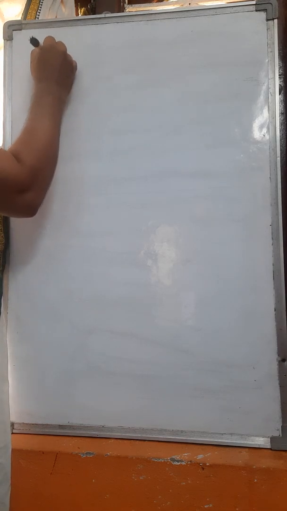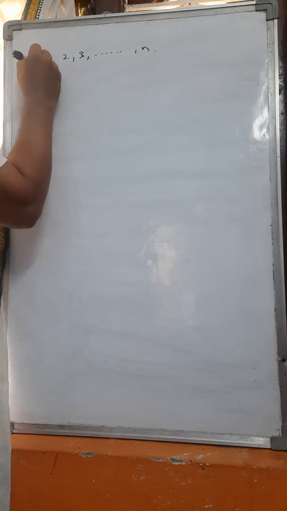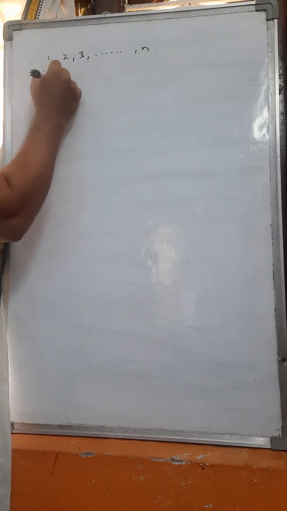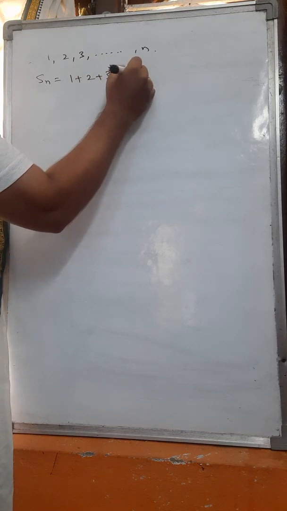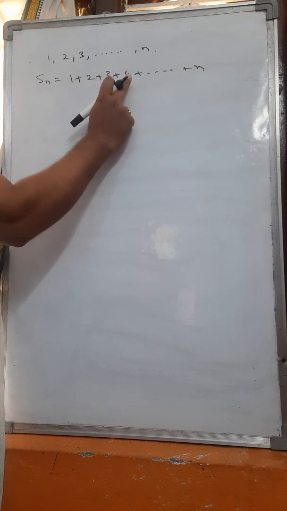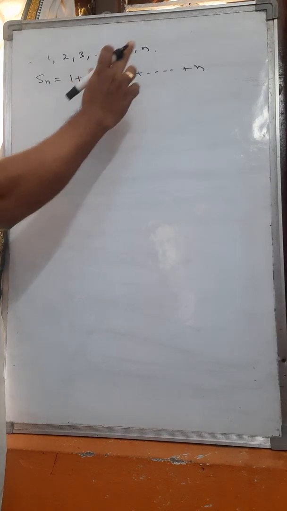Next, I am taking the sum of the first n natural numbers. The first n natural numbers are 1, 2, 3, and so on up to n. It is denoted by Sn, the sum of the n terms. So Sn is 1 plus 2 plus 3 plus 4 plus and so on plus n. This is the sum of the first n natural numbers. 1, 2, 3, 4 and so on are in arithmetic progression.